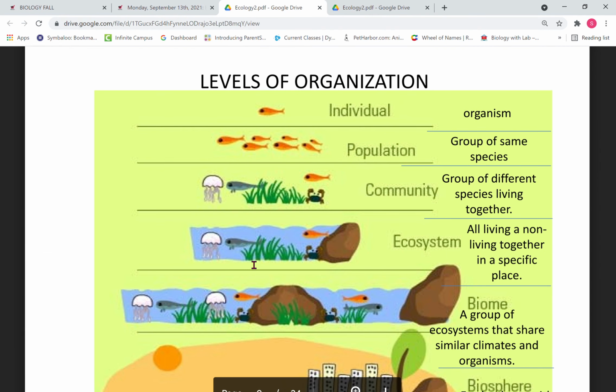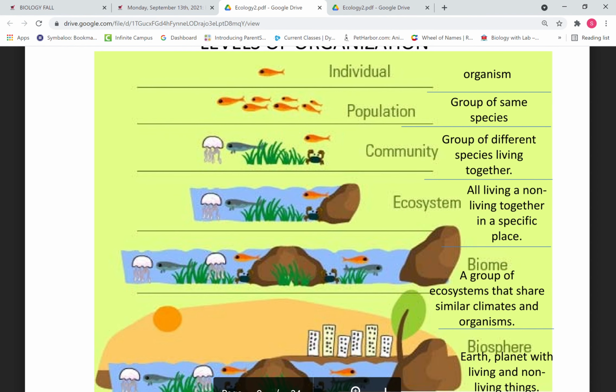Okay, this is for today's lessons. This is levels of organization. We're talking about the individual, which is an organism. If I'm talking about one single individual, I'm talking about one organism. And as I have more than one organism, that would be a population, which is a group of the same species. Look at the little pictures. These pictures kind of guide you along the way. Community is a group of different species living together. See all the different ones living together there?